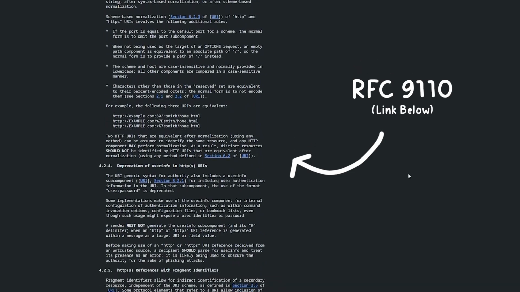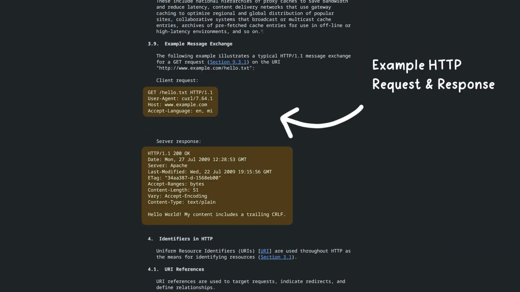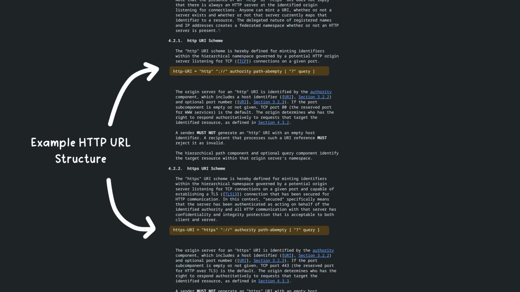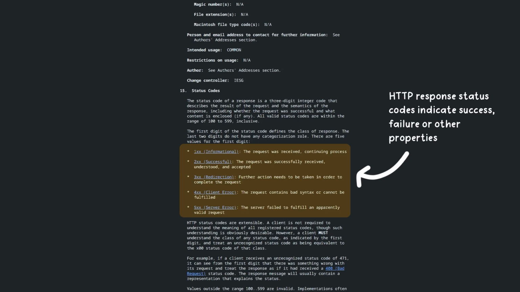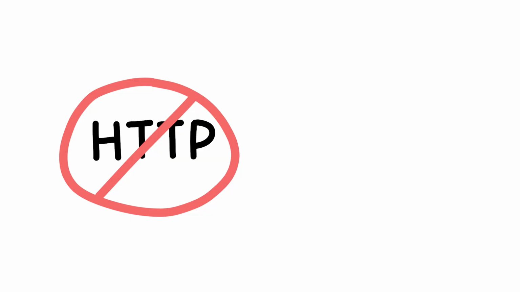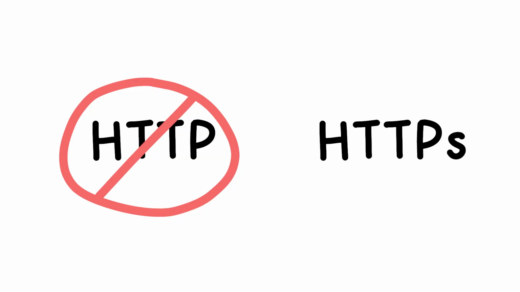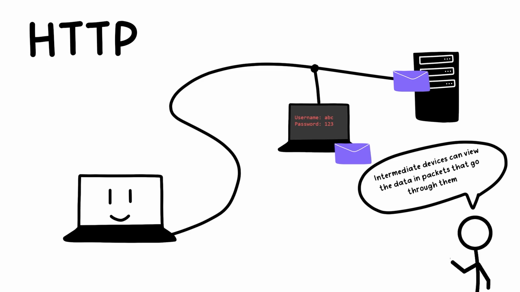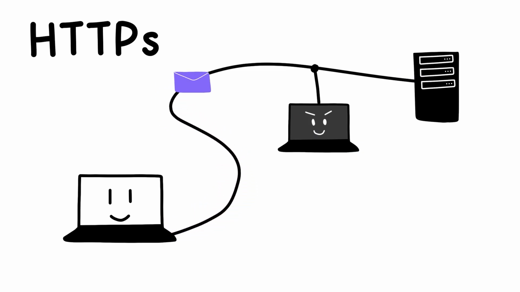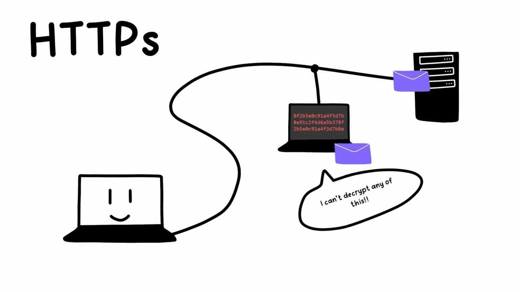This long document specifies things like how the request should contain the HTTP version, the URL, an HTTP method, headers, and an optional body. It goes into extreme detail over what each of these means, like how a URL is structured, what methods there are, and what the available HTTP response status codes are. Although HTTP is for the most part replaced by the HTTPS protocol, as HTTP is sent in clear text, allowing intermediate devices to view the information you send and receive from a web server. HTTPS solves this problem by encrypting the data while it is in transit.